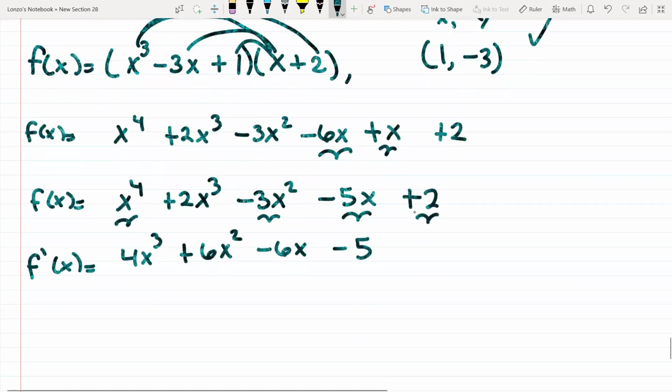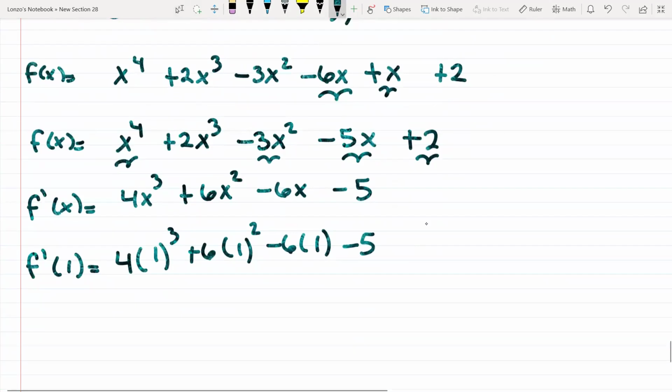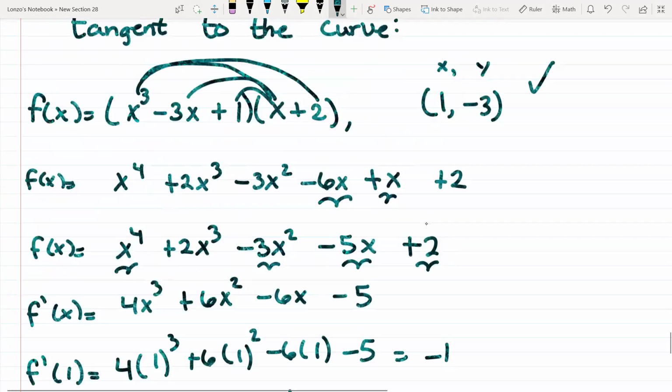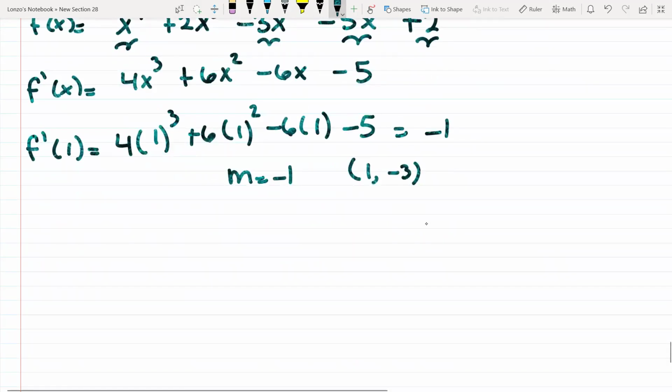And then I'm going to plug in my point. I don't think I need my y because there's no y. So plug in your x value. Wherever you see an x, replace it with 1. And then when I put all the work, I get negative 1. So this all becomes negative 1. So my slope is negative 1, basically. Okay, slope is that, and then my point is 1 comma negative 3. And I'll go ahead and put it in point slope form.